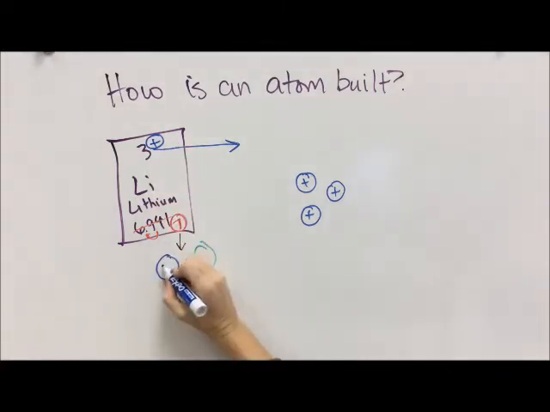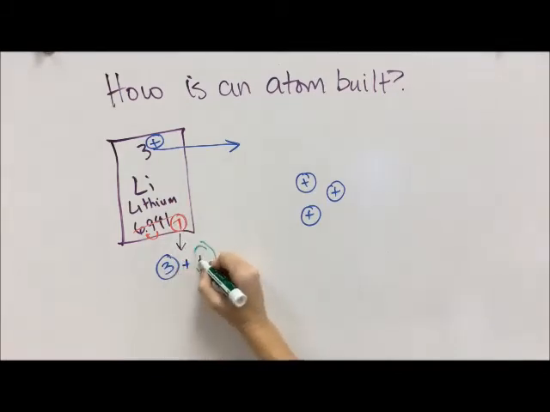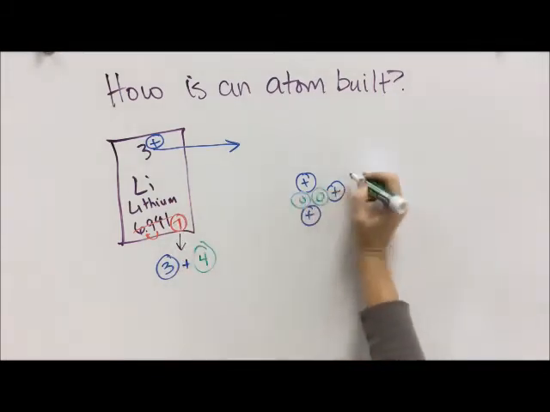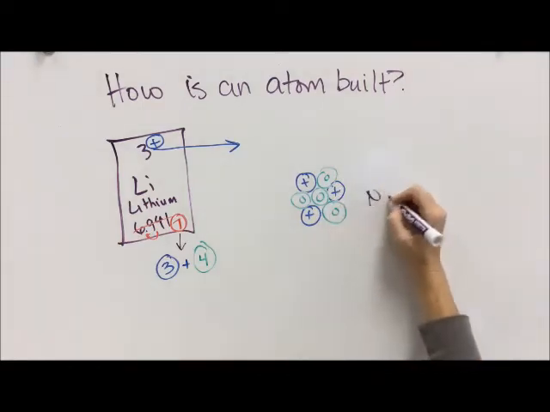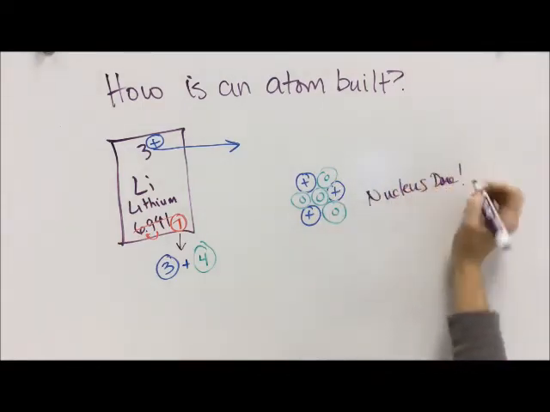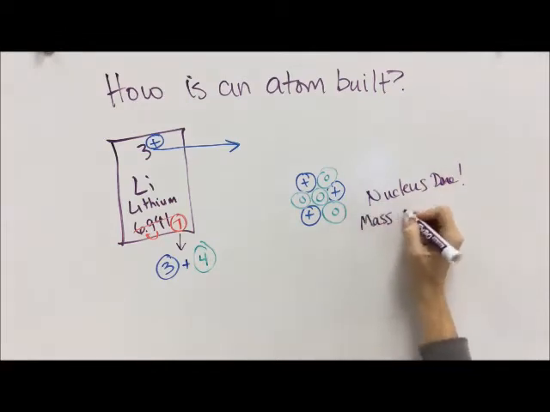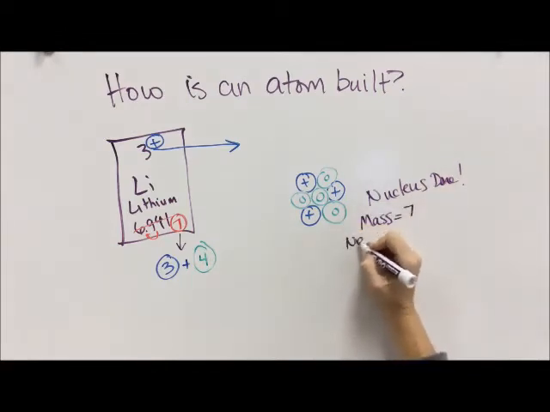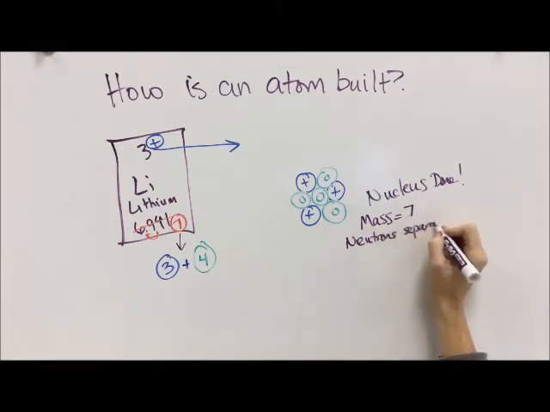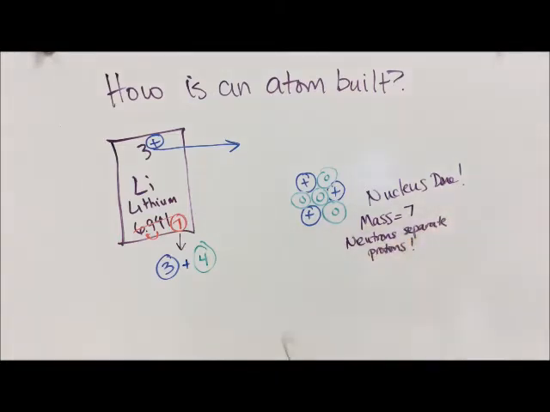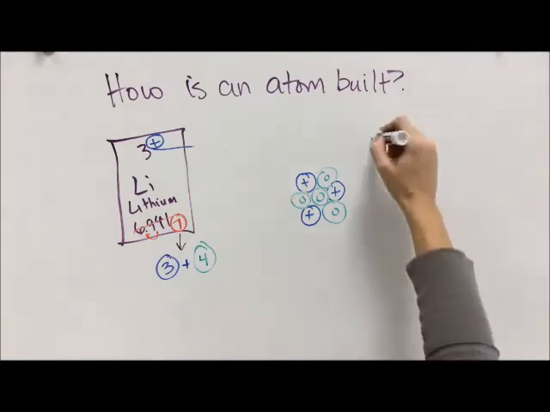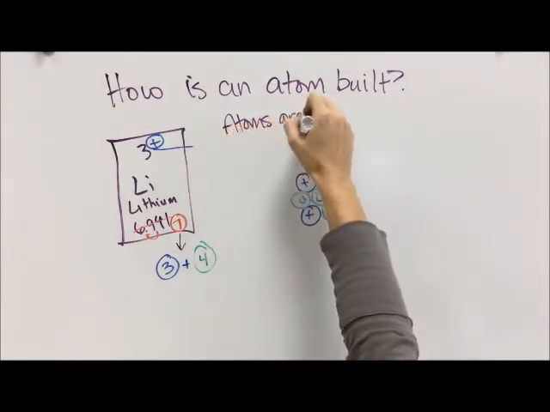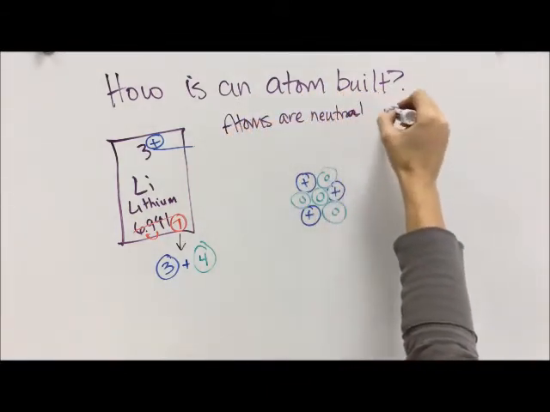So we have 3 positive protons, and we need to figure out how many neutrons. We're going to do 4 neutrons because 3 plus 4 equals 7. And now we have a nucleus with 7 particles and 3 positive protons. Mass equals 7, right? Neutrons separate the protons. That's why they're there. So as the atom gets bigger, we typically are going to have more neutrons than protons because we have to separate out more and more protons because it's a 3-dimensional deal.